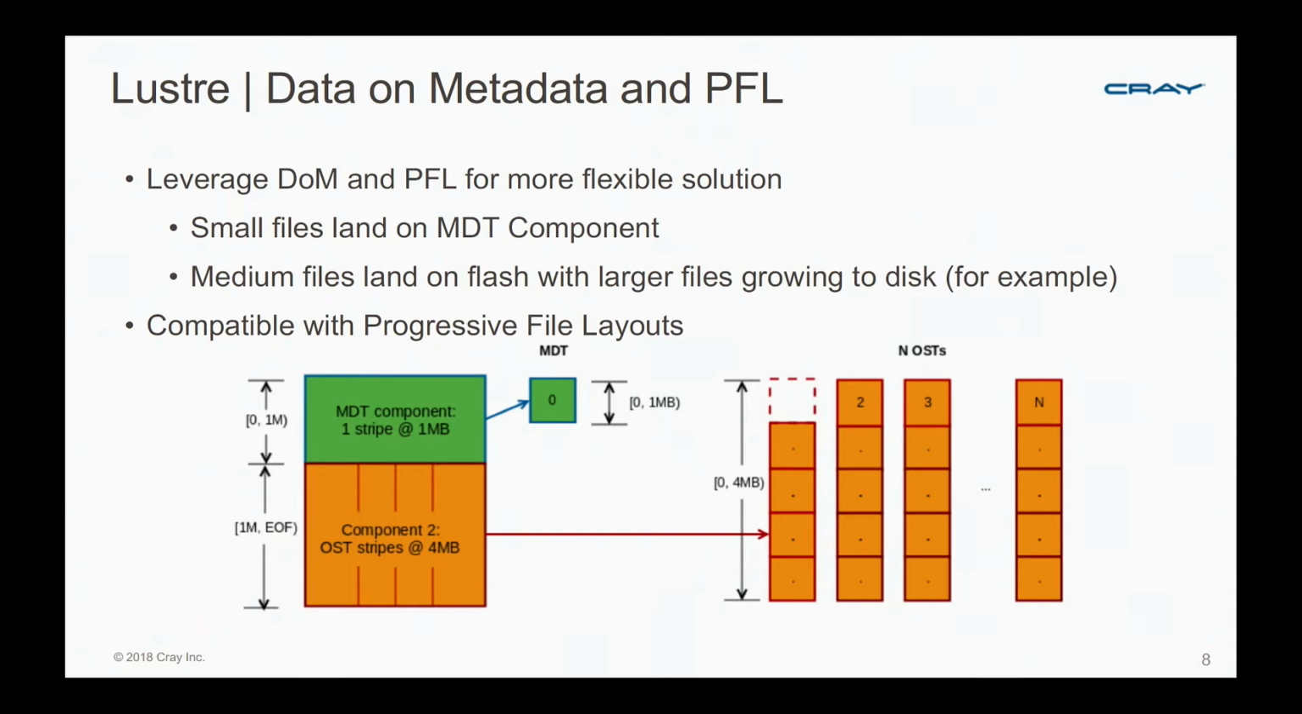And with DNE2, you could actually have multiple metadata targets contribute to data on metadata. So if you create a striped directory of 4 metadata targets, for example, you have the ability then to store, randomly depending on load of the file system, those initial 1 megabyte extents on any random one of those 4 metadata targets. And as you grow, then you start writing to the OSTs. The only limitation of data on metadata is you can't stripe across metadata targets. There's always a stripe count of 1.